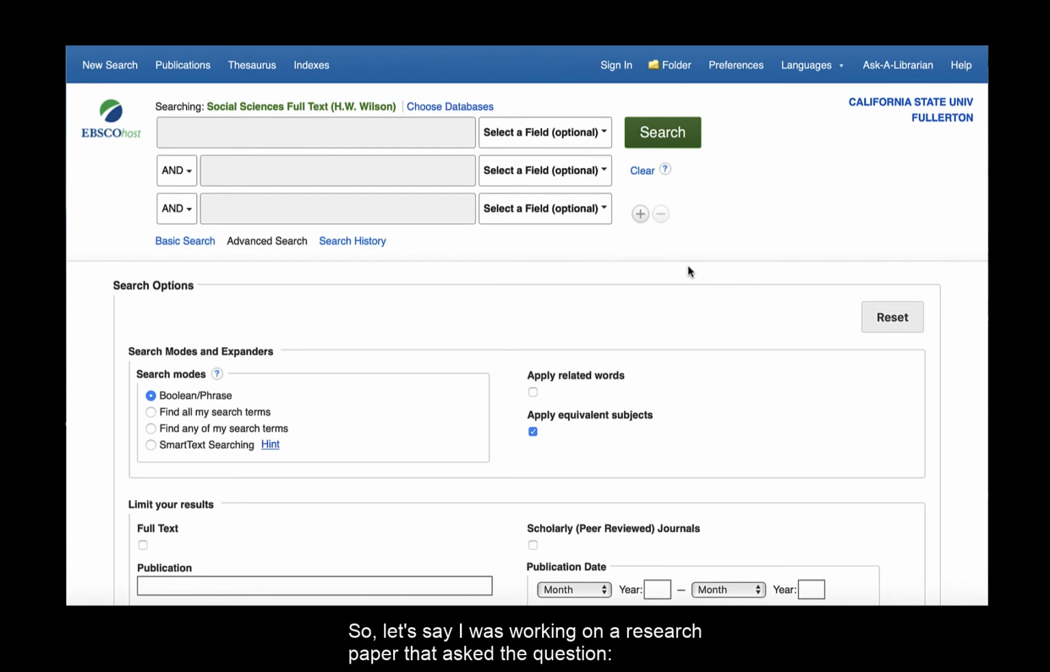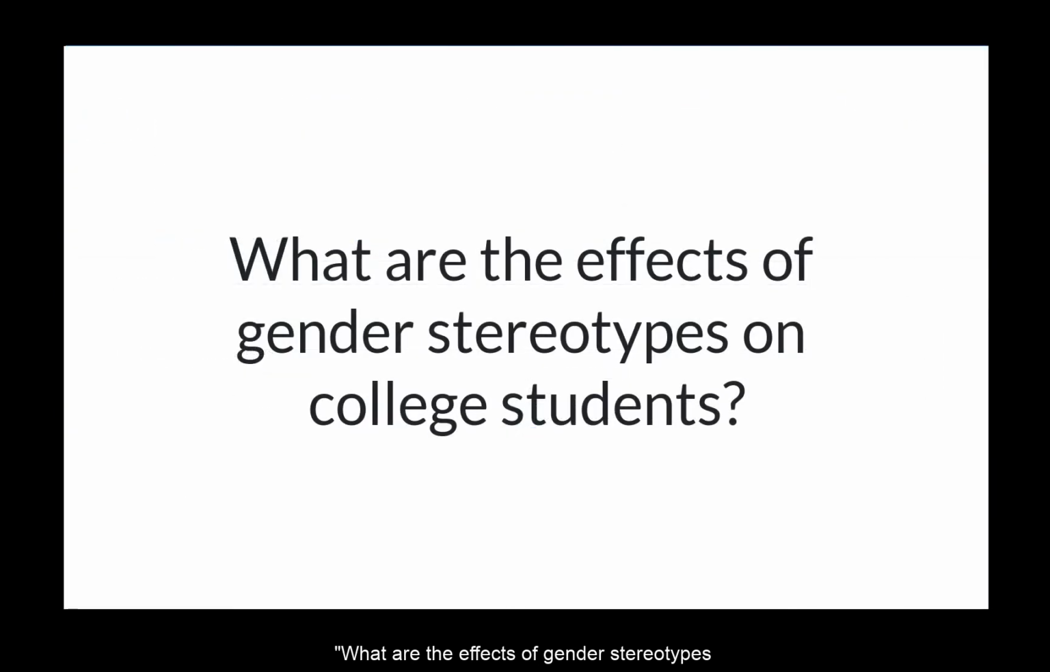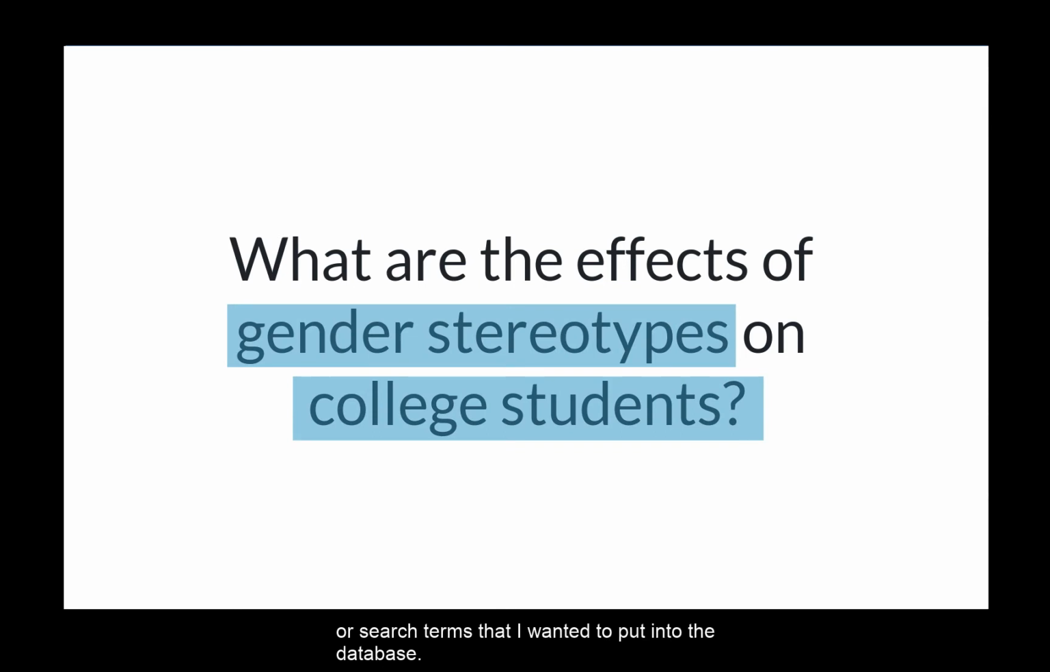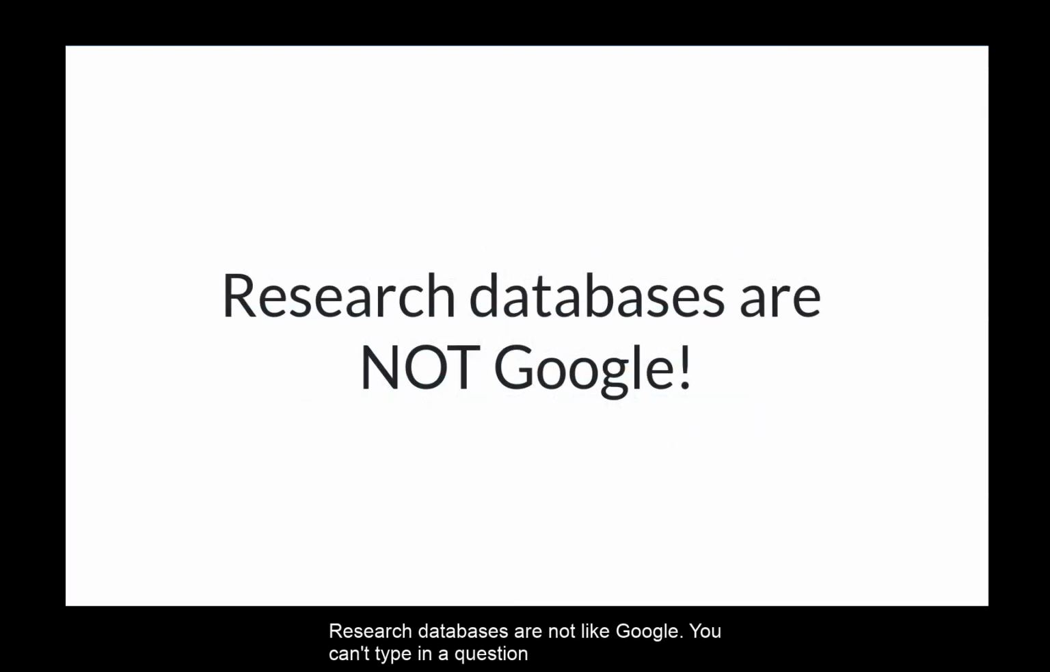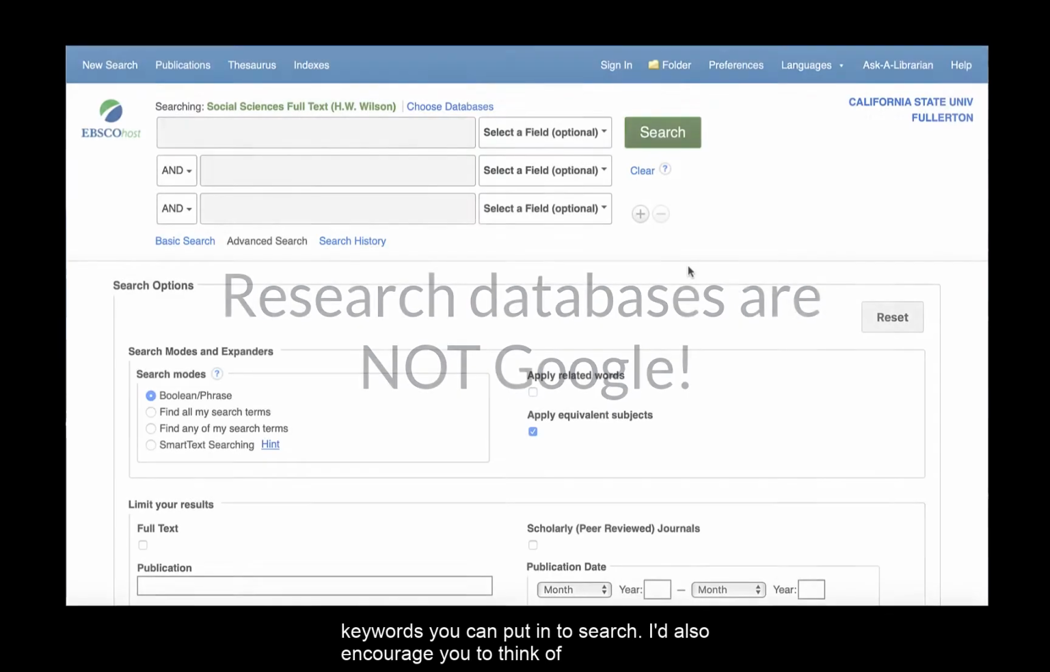So let's say I was working on a research paper that asked the question, what are the effects of gender stereotypes on college students? From that, I would identify the keywords or search terms that I wanted to put into the database. Research databases are not like Google. You can't type in a question because it will confuse the database. So you need to pick out the keywords you can put in to search.